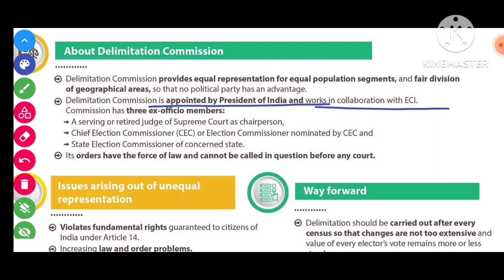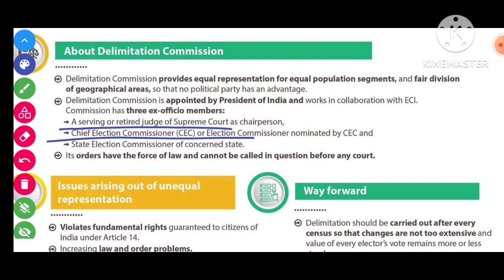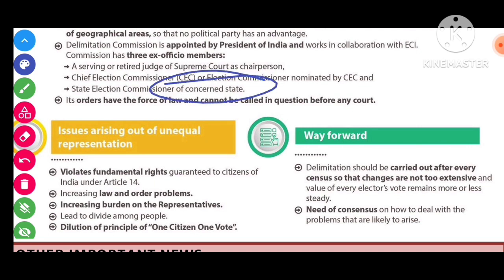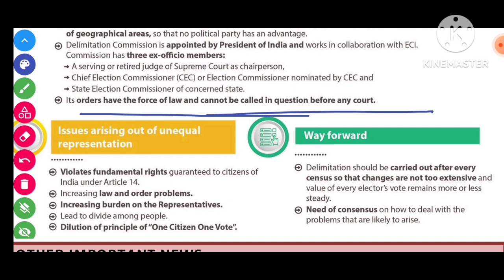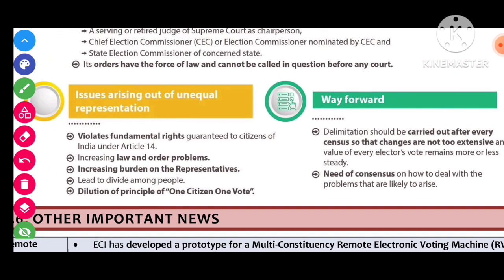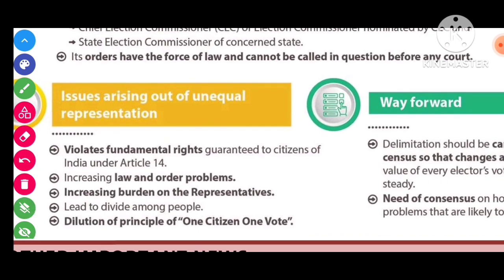The ex officio chairman remains a Supreme Court judge, serving or retired, and members are the Election Commissioner of India and the State Election Commissioner of the concerned state. Its orders have the force of law and cannot be called in question before any court, which is barred from judicial review.